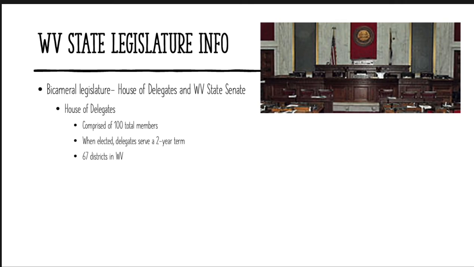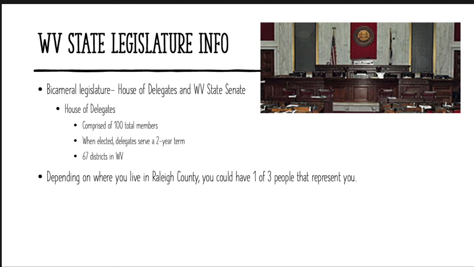Bigger population. More people. Places that have less population, there might be 2 or 3 counties comprised in one district. But places like Charleston will have multiple. Okay? So there are 67 districts in the West Virginia State Legislature.